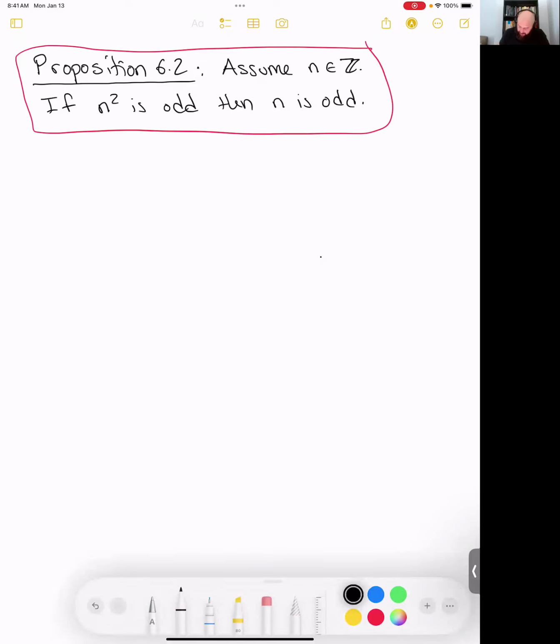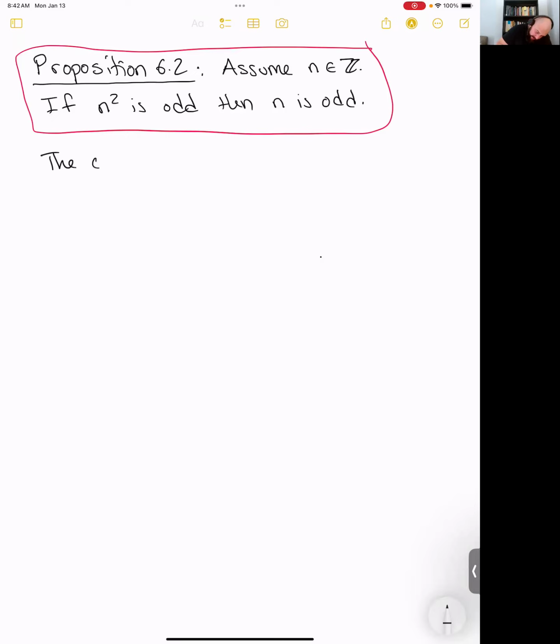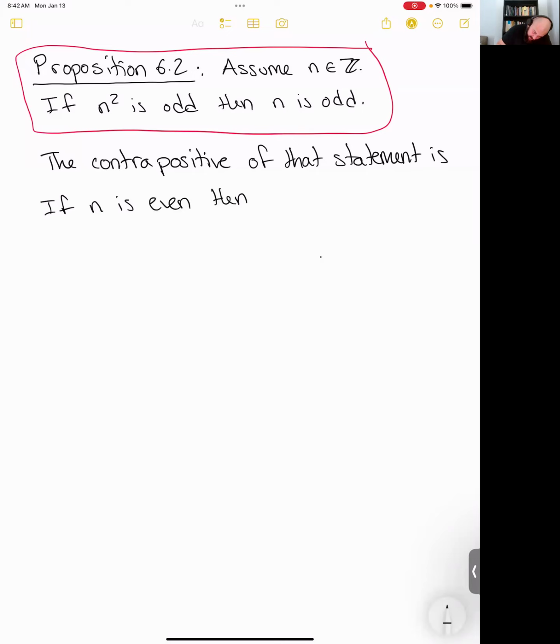And we can first write down the contrapositive. The contrapositive is if n is not odd, or in other words, if n is even, then n squared is even. Okay, and you might notice right away that this is going to be easier to prove.